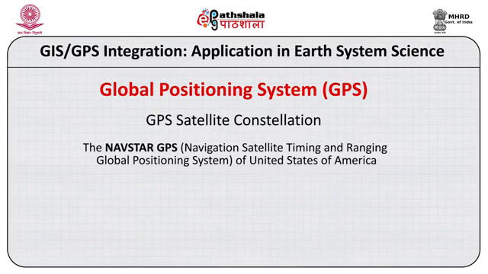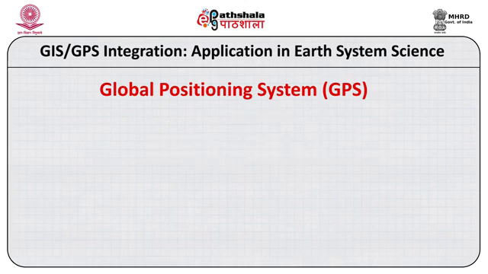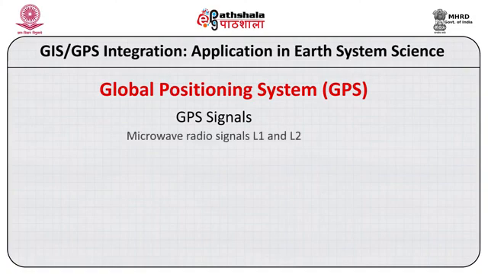Now I would like to tell about the GPS signals. Each GPS satellite constantly transmits two low power microwave radio signals known as L1 and L2. Each code consists of a stream of binary digits, for example, 0 and 1, known as bit.